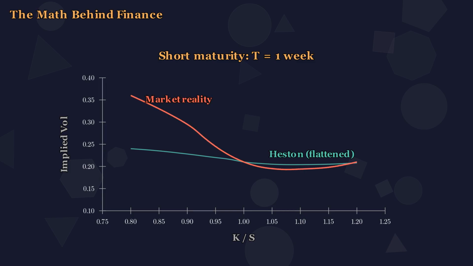Traders price short-dated out-of-the-money puts with steep implied volatility. The gap between Heston's prediction and the market is largest precisely where it matters most: at the wings, at short maturities. Something is missing. Stochastic volatility alone is not enough. The market is pricing in a possibility that continuous paths cannot produce: sudden, discontinuous jumps.